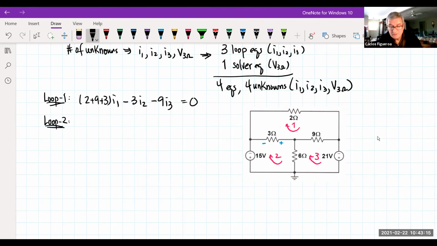Let's go to loop 2. So now I'm focusing on loop 2. How many resistors are connected to loop 2? I got 3 and 6. So here I go. 3 plus 6, I2. How many are mutual? I got 1, which is connected to 3. So I got 3I1. And then look at the 6 is connected to loop 3. So I got minus 6I3. And then how many sources do I have in loop 2? You could see 1. Look at my direction of my loop. I hit the plus, so I got plus 15, but then I got to take it to the other side of the equation, which then gives me minus 15.